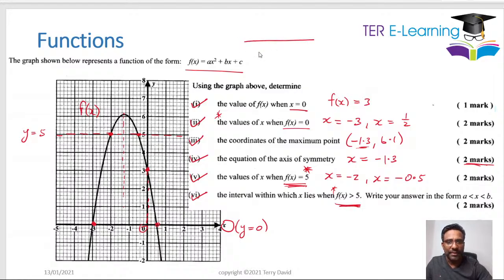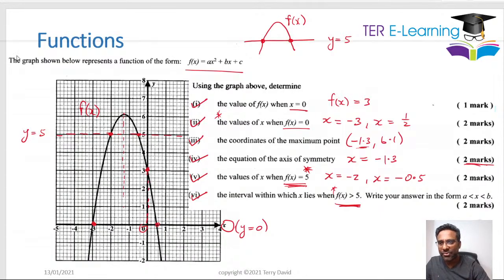So we have this here, right? That's our line y equal to 5. And we have our quadratic that looks like this. And we know this point and we know this point. But the question wants to know f of x greater than 5. What that is really asking me is that on my graph, where is my function greater than 5? So let me use a different color to show you exactly what I'm talking about. This value here was minus 2 and this value here was minus 0.5. Those are these points here.